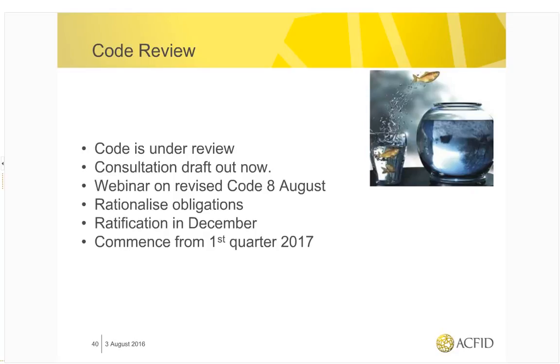I suppose in general the code's looking at rationalising a lot of the obligations and rules and trying to make things a bit simpler. Aiming for ratification of the code by the ACFID board in September, and it'll commence from the first quarter of 2017. Practically what that means is that annual reports with a June 30 balance date this year are still under the old code, as will be the ones with a December 31 balance date this year as well. So there won't be any change for a little while.